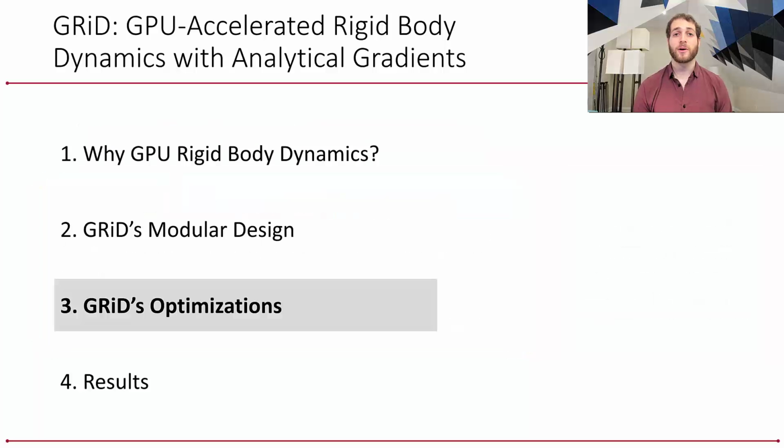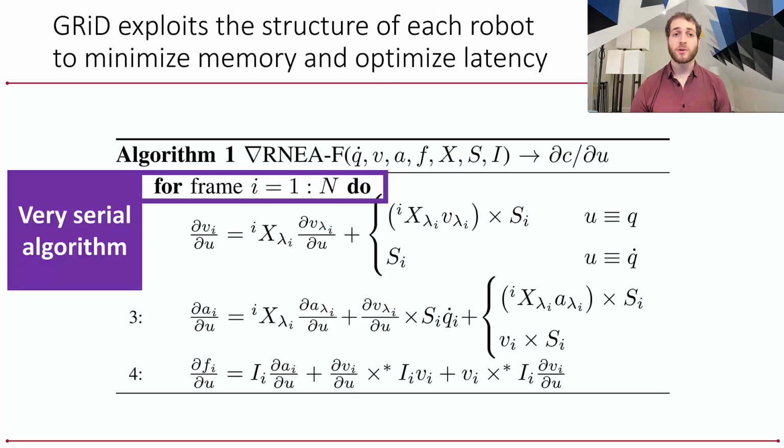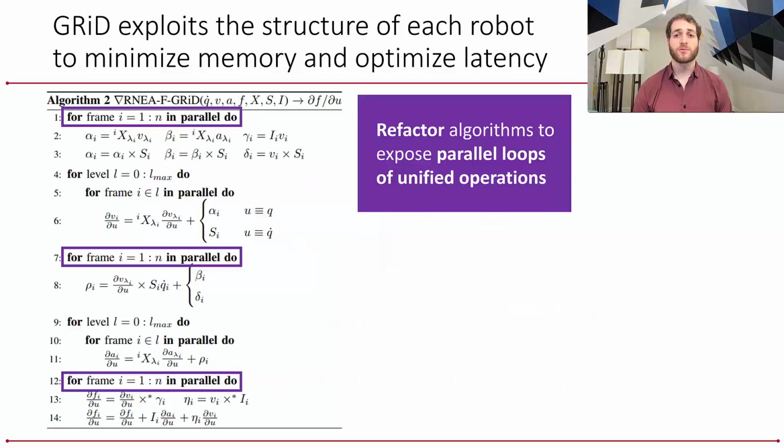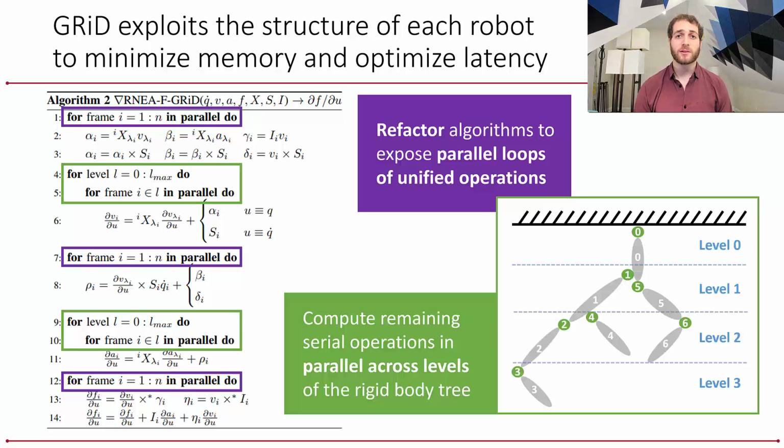Now let's talk a little bit about what makes GRiD so performant, and that's its optimizations. What GRiD does is exploit the structure of each robot model to minimize memory usage and optimize latency. For example, if we take the very serial gradient of the RNEA algorithm, we can refactor the algorithm to expose parallel loops of unified operations which can be efficiently computed on the GPU. And then, within the remaining serial loops, we can note that all of the operations within each level of the kinematic tree can also still be computed in parallel.